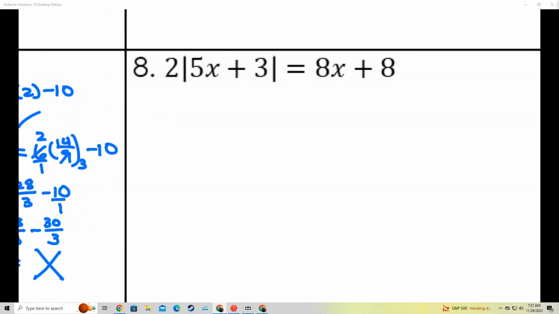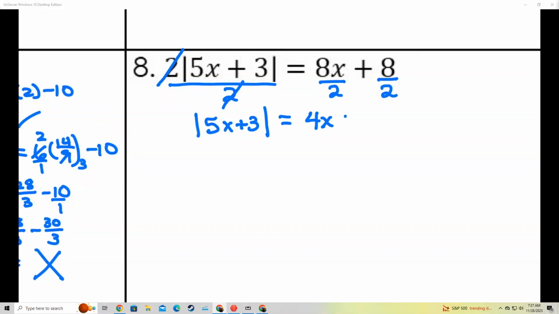First of all, I realize that the absolute value is not isolated. So right now it's being multiplied by 2. That means I need to divide everything by 2. So this gets divided by 2, this gets divided by 2, this gets divided by 2. These are going to cancel. And I get the absolute value of 5x plus 3 is equal to 4x plus 4.